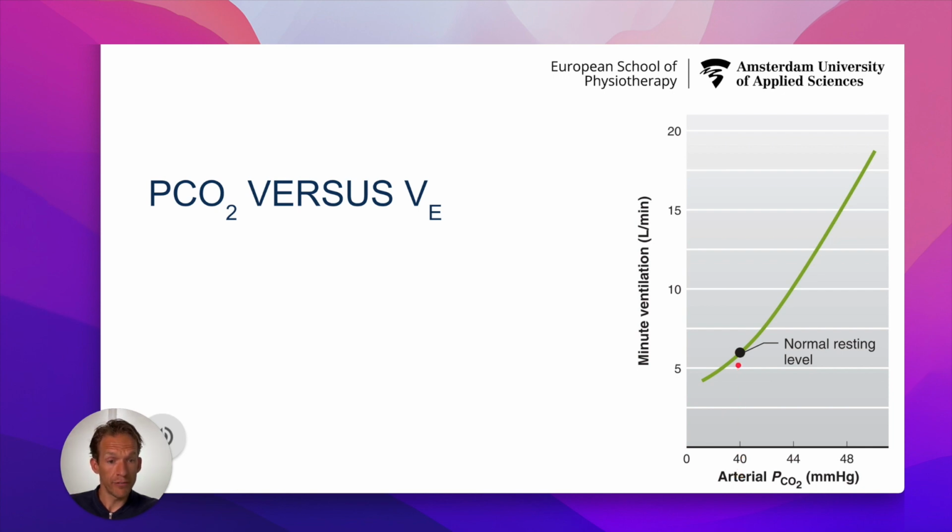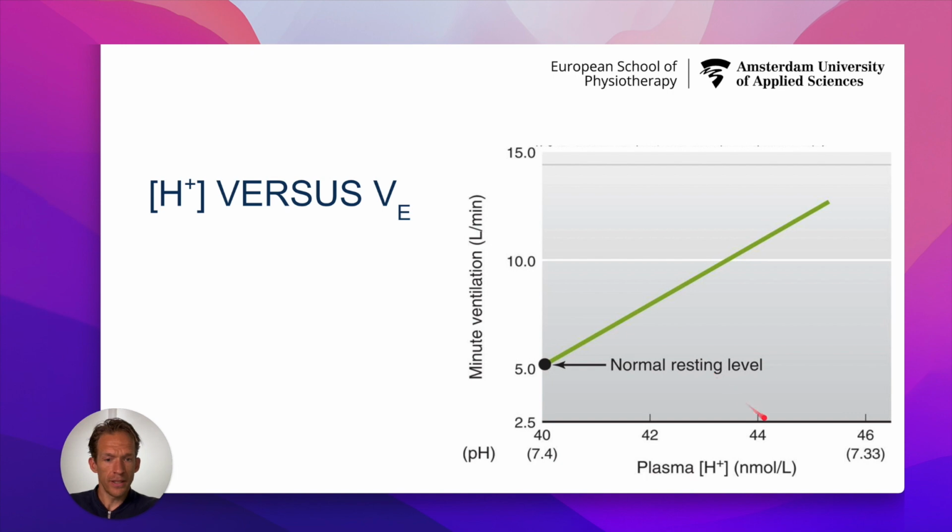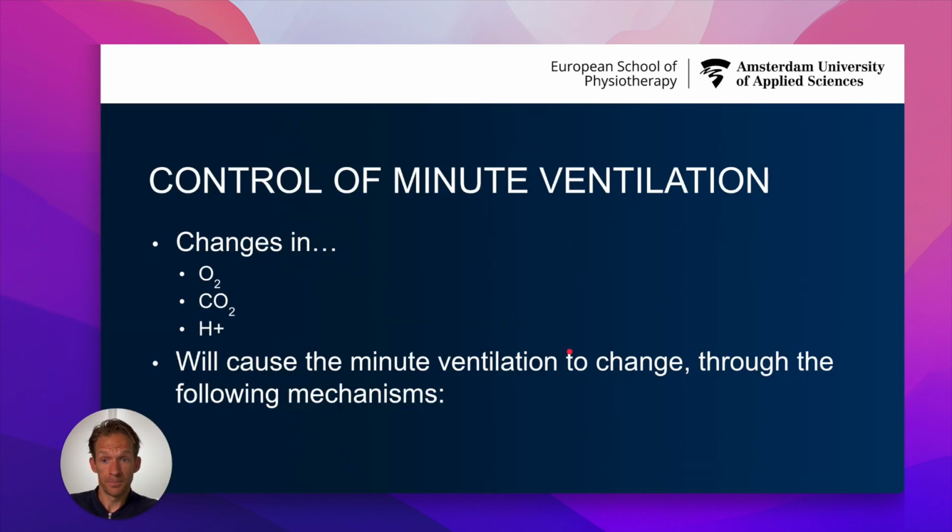So what you see here is that if you only slightly increase the pCO2, then automatically that will be accompanied by an increase in the minute ventilation. If you look at acid, you can see a similar thing, that even a small increase in the amount of acid in the arteries, the minute ventilation will go up accordingly.